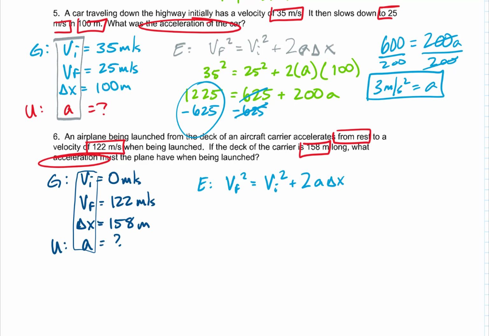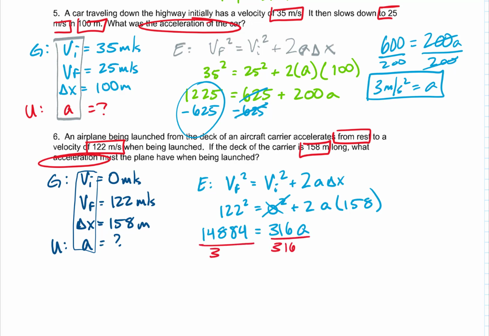So looking at this, we're going to plug in our numbers. 122 squared is equal to 0 squared plus 2a times our delta x of 158. So when we multiply that out, we get 14884 is equal to, so that 0 thing goes away, don't even need to write it down, and then 2 times 158 is 316 times the acceleration. So I want to solve for the acceleration. We're going to divide both sides by 316. So 14884 divided by 316 comes out to be 47.1 meters per second squared.